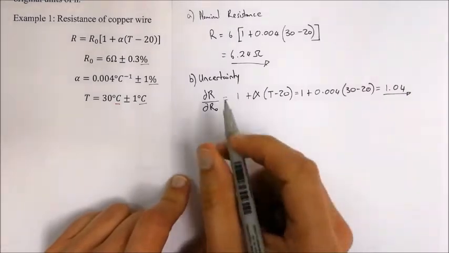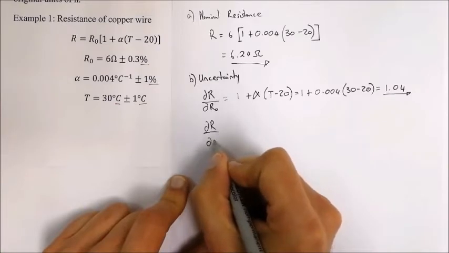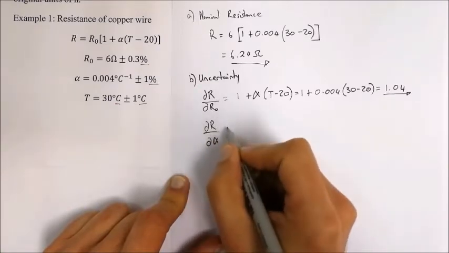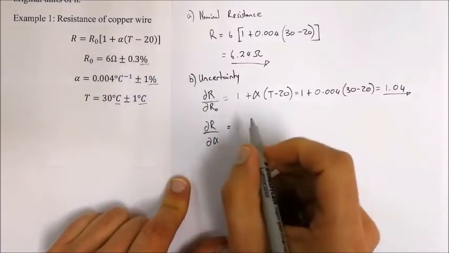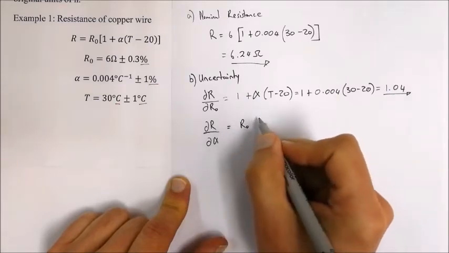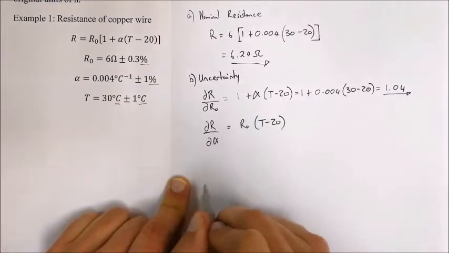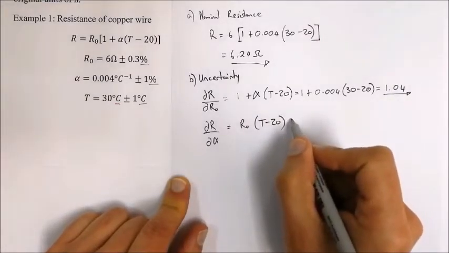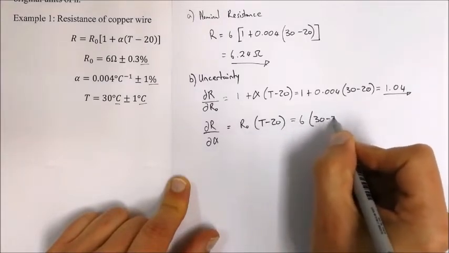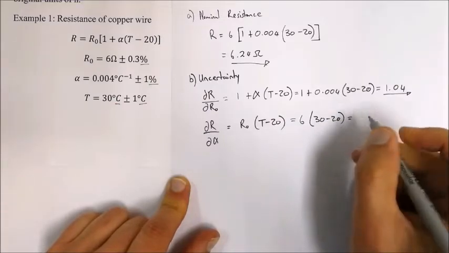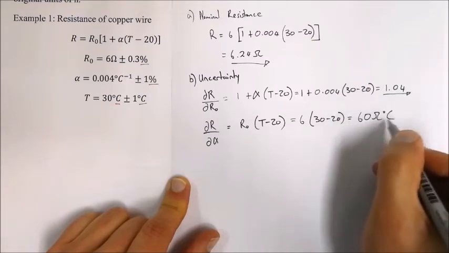Now let's look at the next variable. So we've got dR d alpha, and if we take the derivative of this equation, that would be equal to R0 multiplied by t minus 20. That is equal to 6 ohms multiplied by 30 minus 20, and that will give us an answer of 60 ohms degrees Celsius.